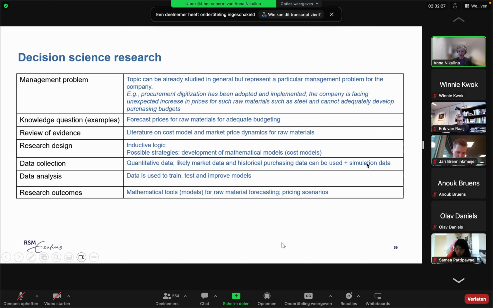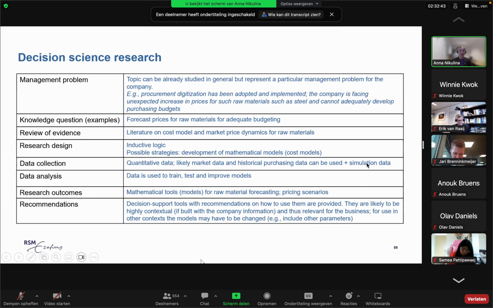Outcomes of research: you basically give the company the tools for raw material forecasting that can generate adequate pricing scenarios and adequate estimates of the budget that is needed to buy certain materials. That's a very specific outcome and output.